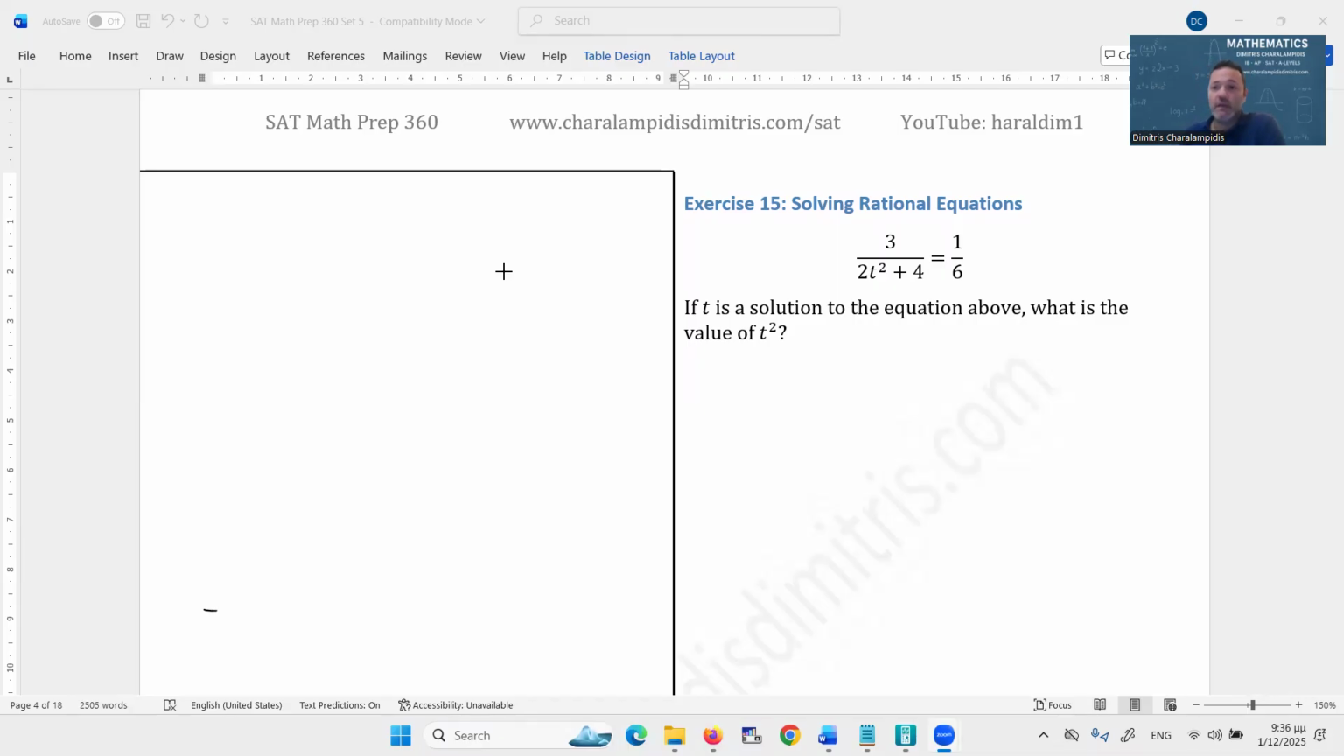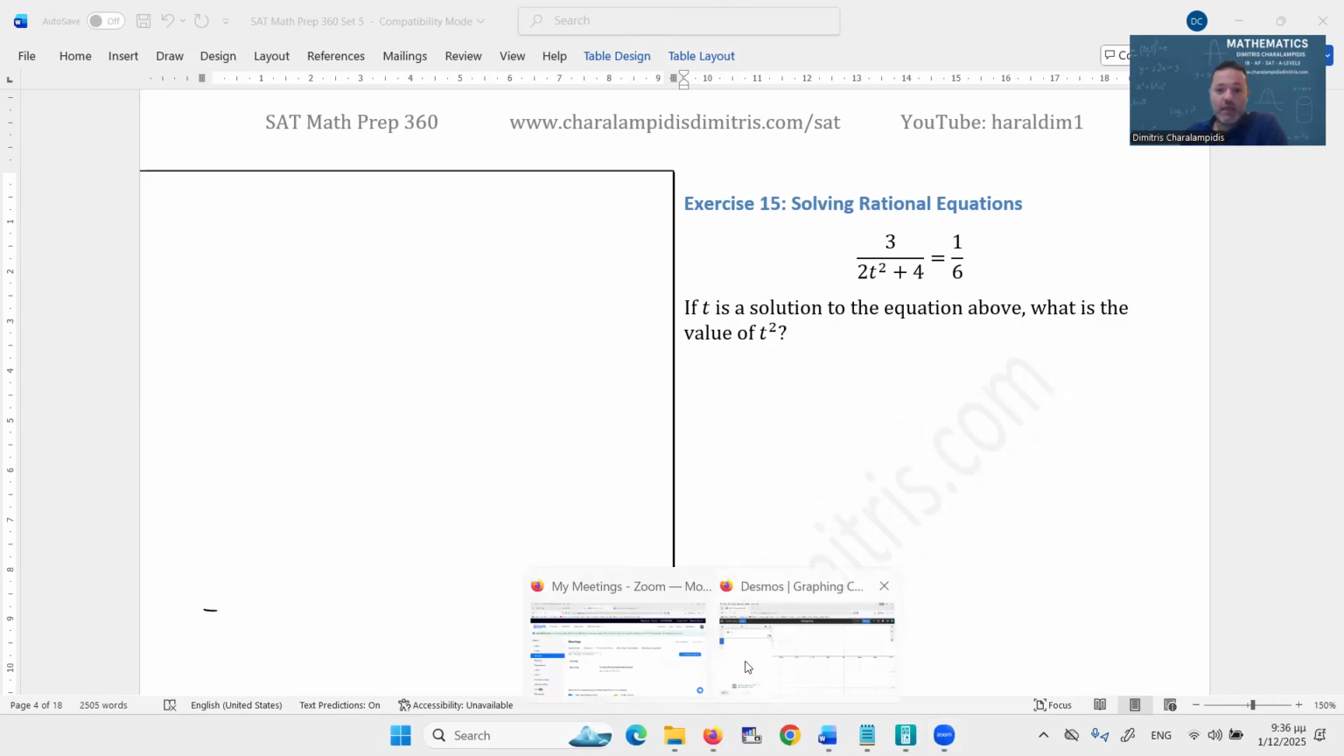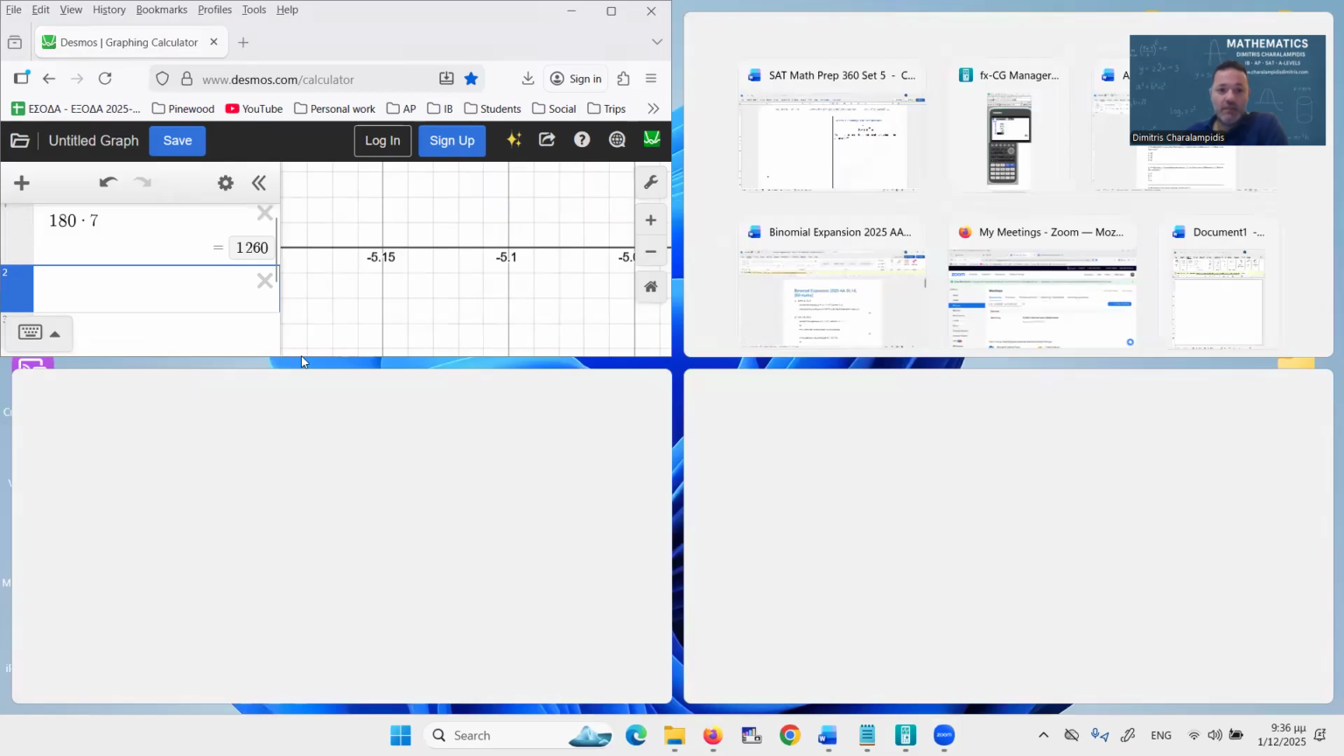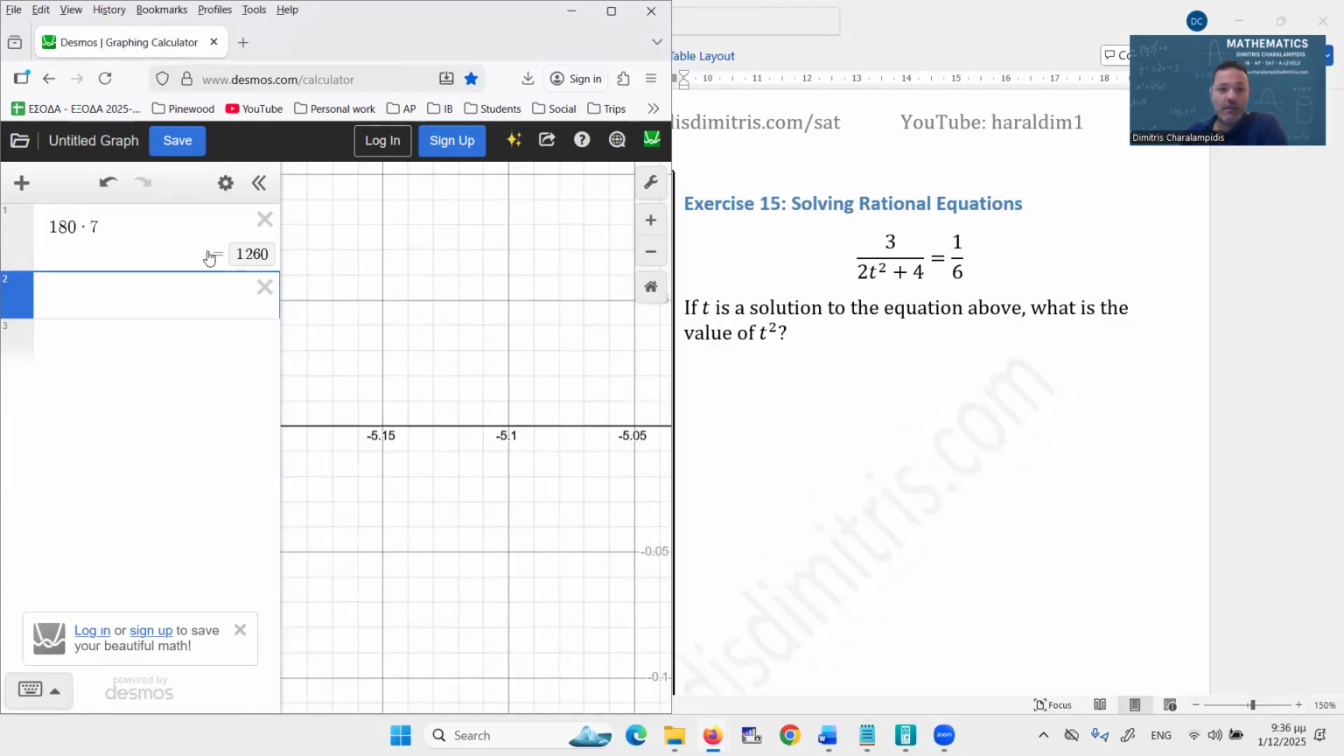If you don't have a scientific calculator, which I hope you do, you can still use Desmos. Let's see. Let's use Desmos. Let me split it in the screen and let's use it. We will first create the fraction 3 over 2x to the power of 2 plus 4 is equal to 1 over 6.